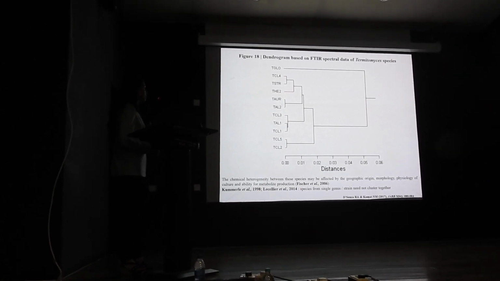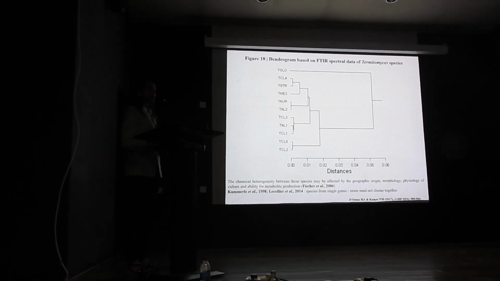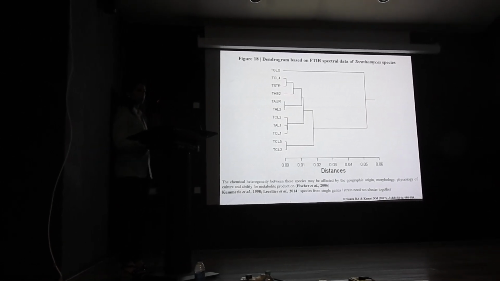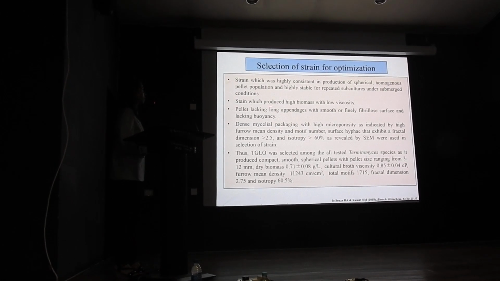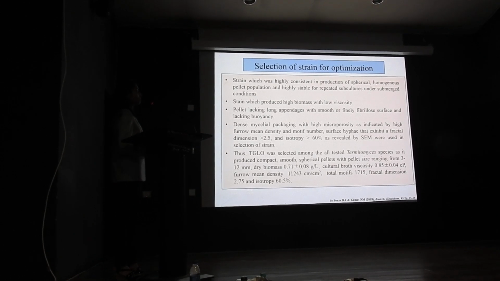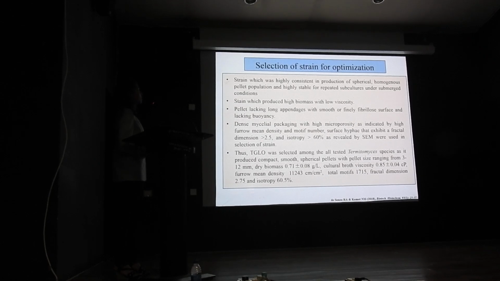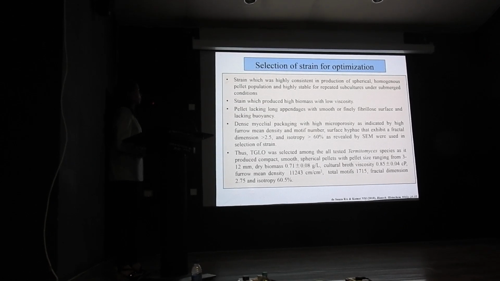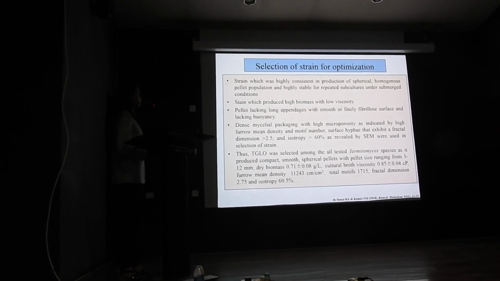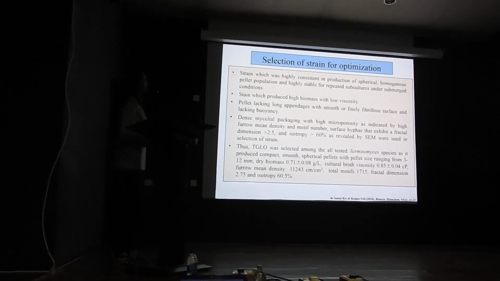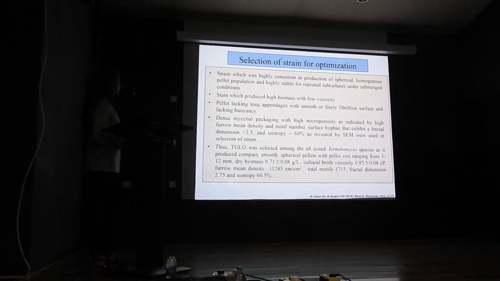Previous studies have indicated that species from the same genus or strain need not cluster together when you study the various aspects of chemicals. So this is how the selection of the strain was done. First, the strain which was highly consistent in production of a spherical, homogeneous pellet population and highly stable for repeated subculture under submerged conditions. Second, the strain which produced high biomass with low viscosity. And third, pellets lacking long appendages, with a smooth or finely fibrous lower surface and lacking buoyancy, which helps in the downstream processes. It makes it easier.